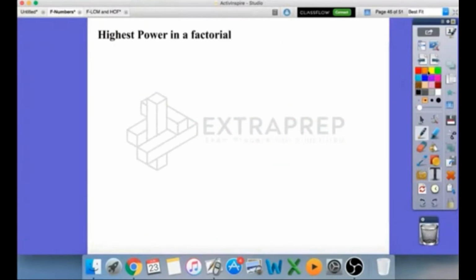Highest power in a factorial. I hope you understand what a factorial is. N factorial is equal to n, n minus 1, n minus 2, and so on, keep on decreasing until 1. So 4 factorial is equal to 4 into 3 into 2 into 1. 6 factorial is equal to 6 into 5 into 4 into 3 into 2 into 1. It goes on like that. 0 factorial is equal to 1. Remember that. 0 factorial is equal to 1.